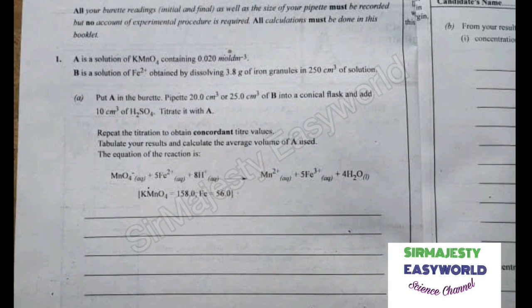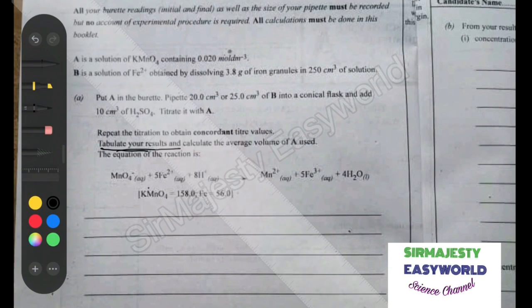They gave us that A is a solution of KMnO4. The first thing we are going to do, the first question, which is A, says we should put A in a burette, and after everything, we were told to tabulate our burette readings. We're going to tabulate the results, so we need to make a table as usual.